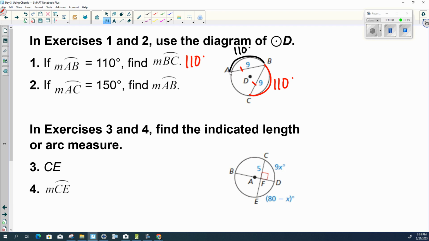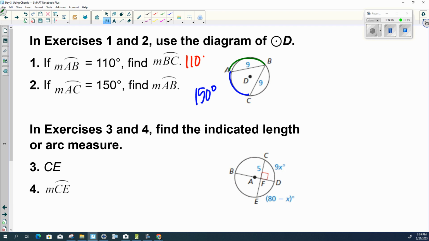Okay, pause this and see if you can find that next bit on your own. Okay, hopefully you had time to find that one on your own. So this one's telling me the measure of AC is 150 degrees, and it wants me to find AB.